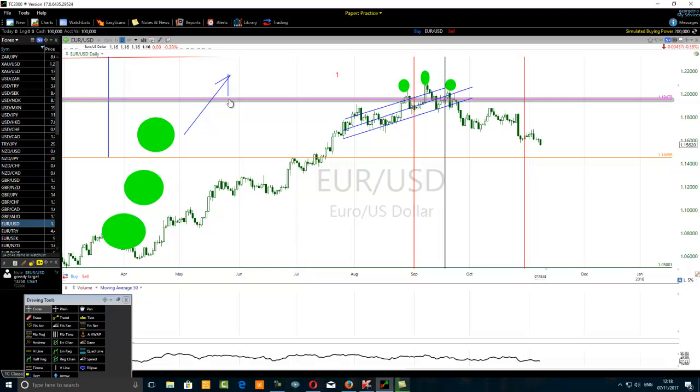Or the British pound continues to go up, doing something completely different from what the euro dollar is doing. So in that case, we will talk about lagging price structure. You need to be very careful.